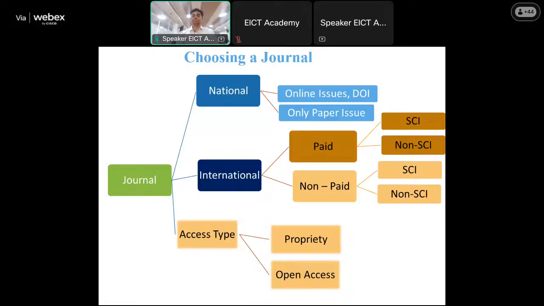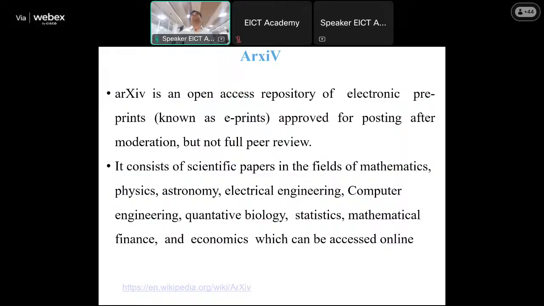So let me go ahead. Now there is another publication venue that I put over here, which is arXiv. How many of you know about this word arXiv? Type yes or no.